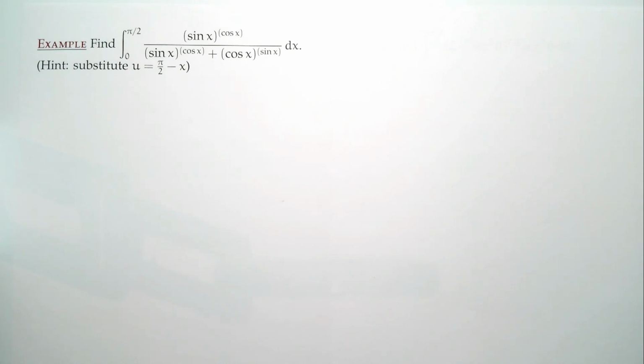This looks like an integral, which is crazy. It's the integral from 0 to pi halves of sine of x to the power cosine of x over sine of x to the power cosine x plus cosine of x to the power sine of x. That's weird. What were they thinking when they put this function together? And how do we find it?